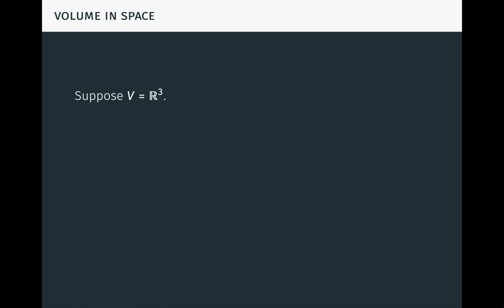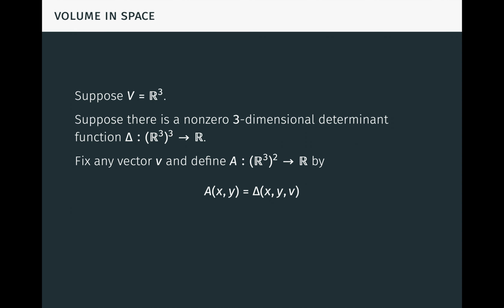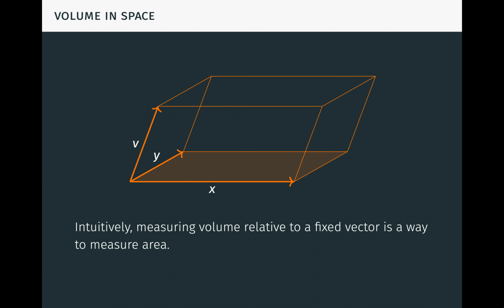To make things as geometric as possible, suppose that V is R3. Suppose further that there is a non-zero 3-dimensional determinant function. Fix any vector v and define A by A(x, y) equals delta(x, y, v). Then it is immediate that A is a 2-dimensional determinant function on R3. Indeed, it is obviously multilinear and alternating since delta is. This tells us intuitively that measuring volume relative to a fixed vector provides a way to measure area.